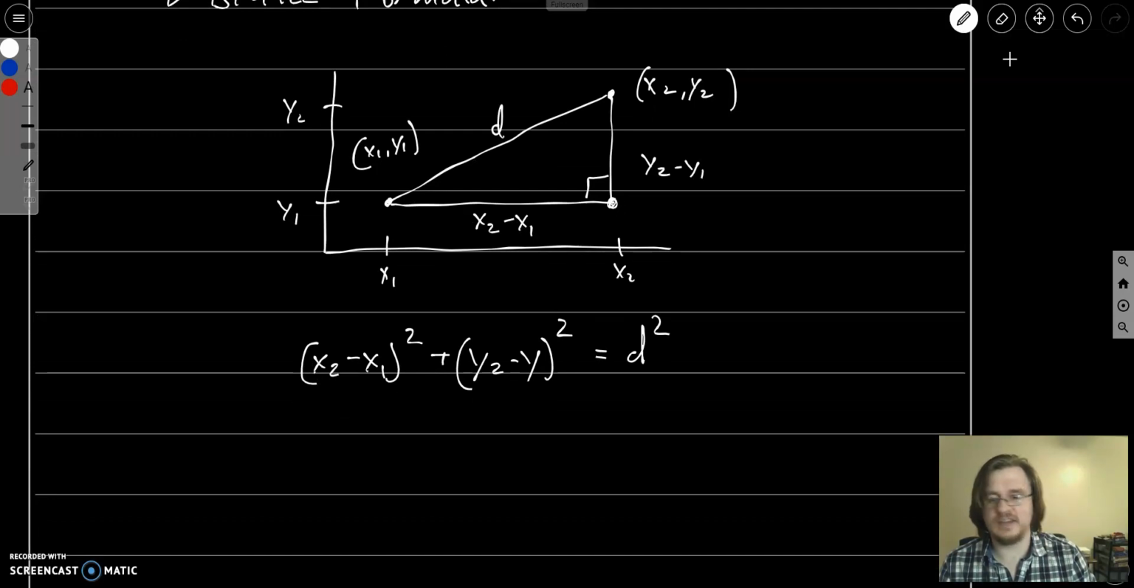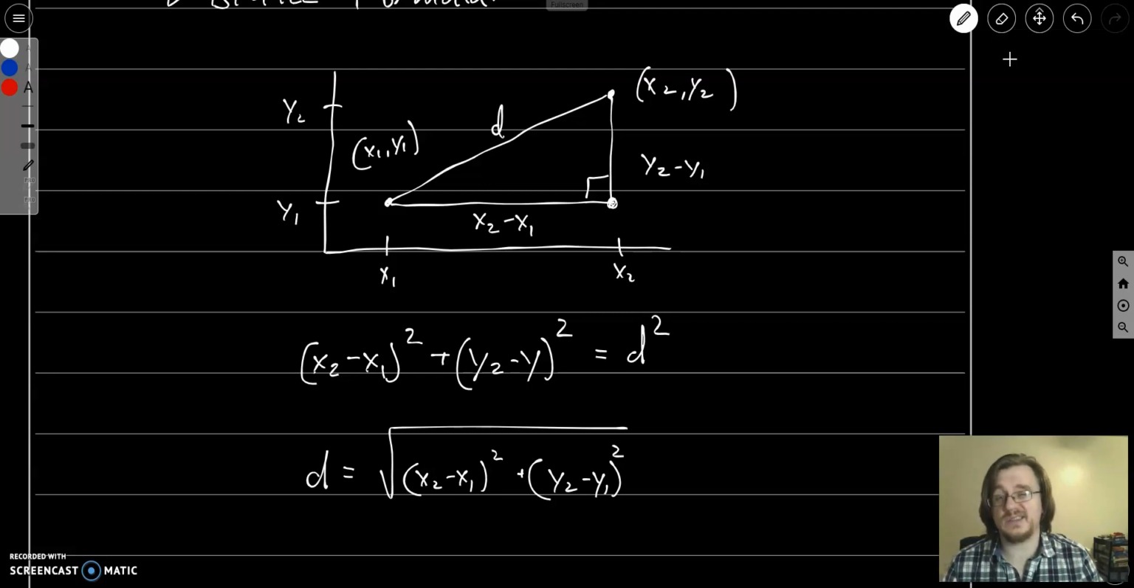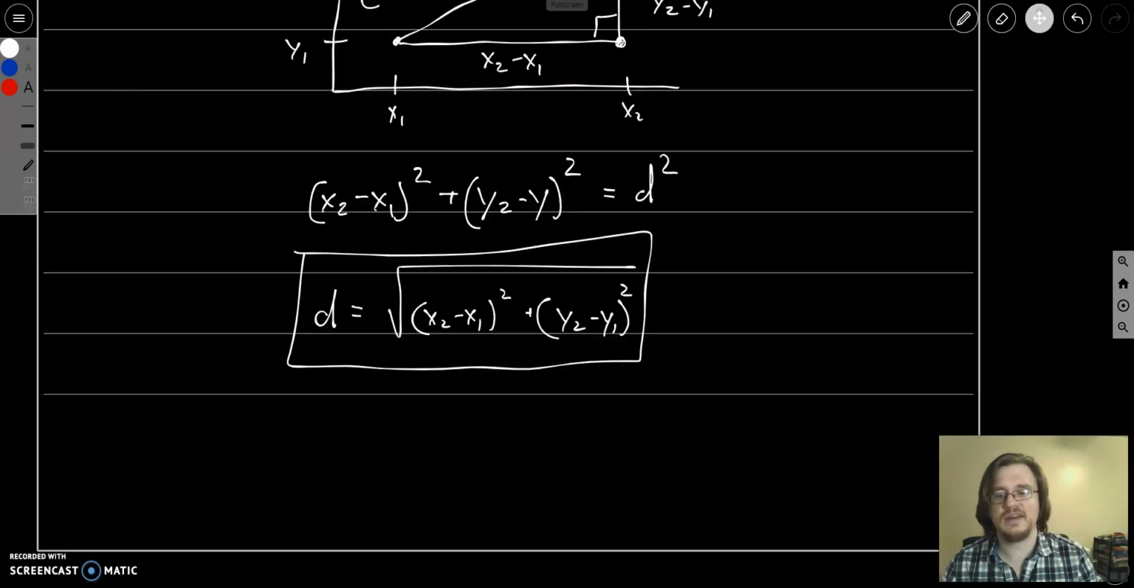If I solve for d, I just take the square root of both sides, and d will be the square root of x2 minus x1 squared plus y2 minus y1 squared. Note that if you were to actually solve this for d, I could have this or negative this. We always have a negative solution when we're dealing with square roots, but we can't have a negative distance, so I get to ignore the second solution. So this is our formula.